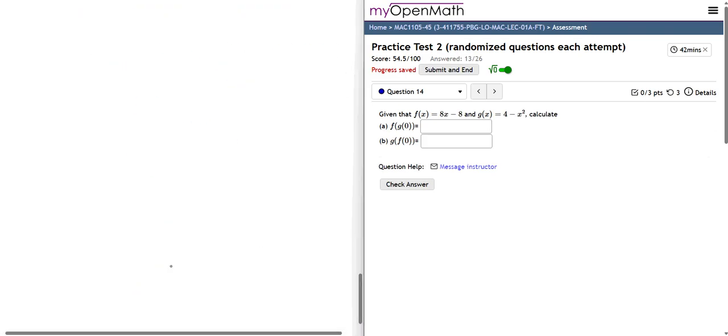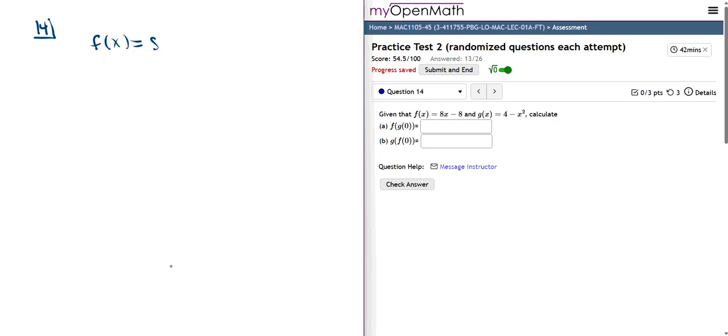All right, question 14. Given that f of x is equal to 8x minus 8, and g of x is equal to 4 minus x squared, calculate. Part A says f of g of 0 equals what?